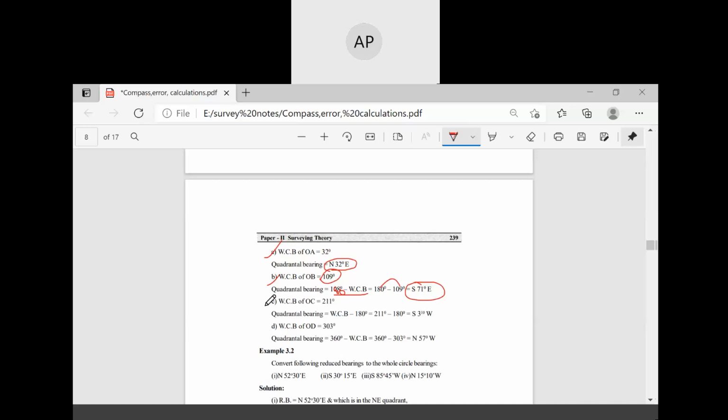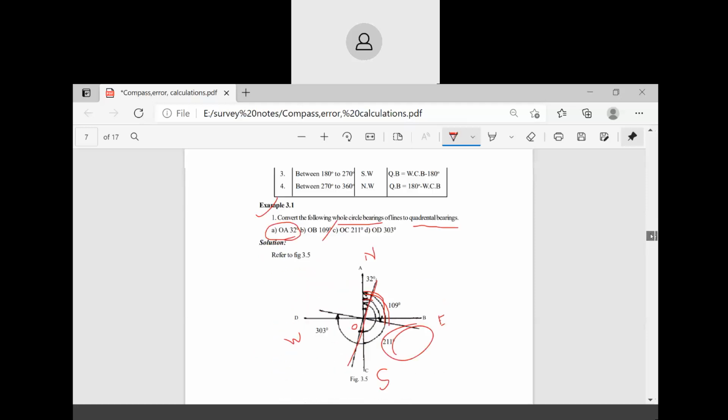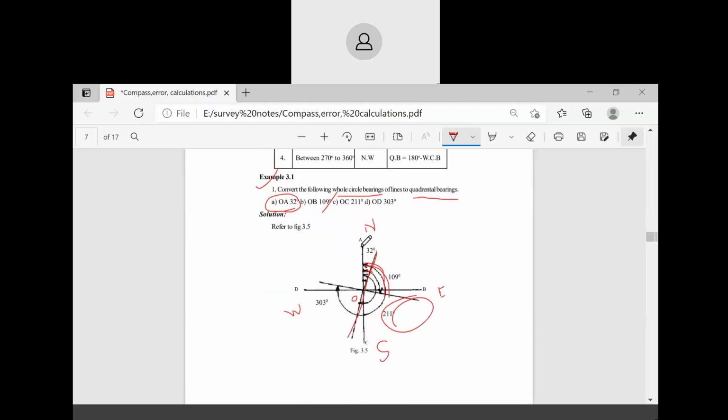Hello, ma'am. Yes, ma'am, which line is 0 degrees? This line is your 0 degree. From 0 degrees it is here, and this angle is 360 degrees in whole circle bearing. 0 to 360. This is not 0, this is O.